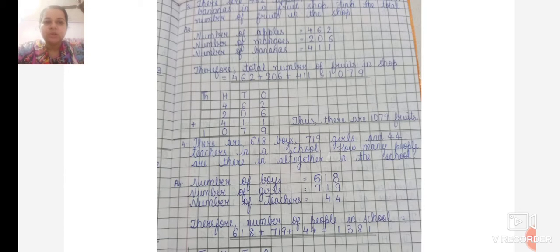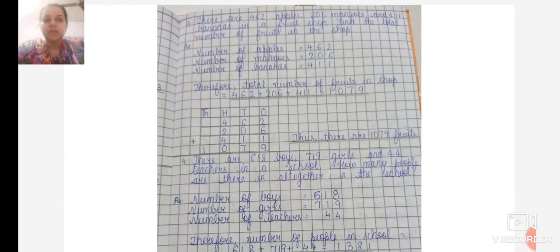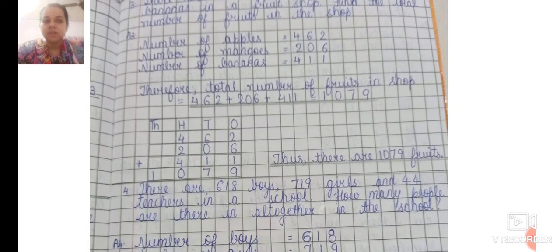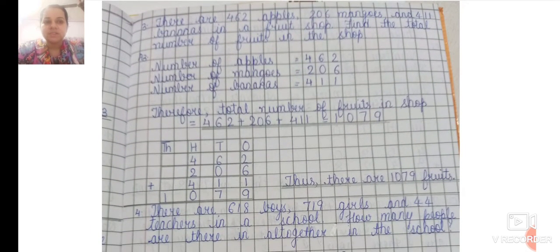Open your notebook to a new page and copy question number 3. What is the question? There are 462 apples, 206 mangoes and 411 bananas in a fruit shop. Find the total number of fruits in the shop. So you have to write the question first. Now we will solve the answer of question number 3.